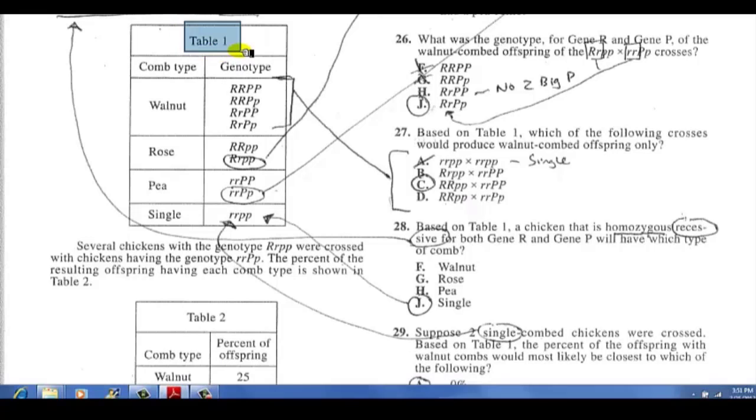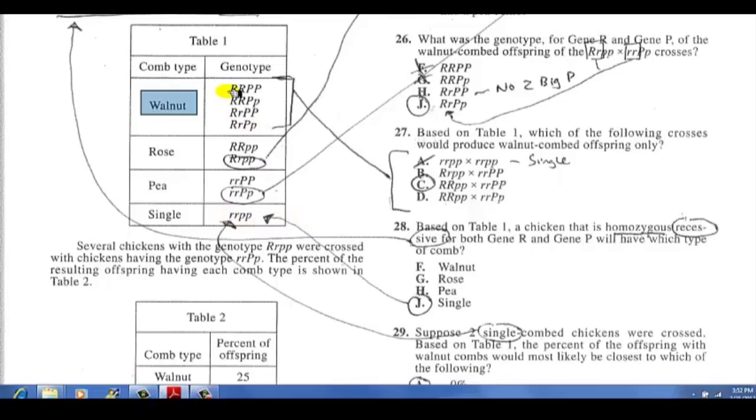Second thing that we want to do is look for two single-combed. So here we have two single combs. So here is the genotype. That means the mother had this genotype and the father had the exact same genotype. How many walnut combs could be produced when you take lowercase rr, lowercase pp and multiply it by the same thing?